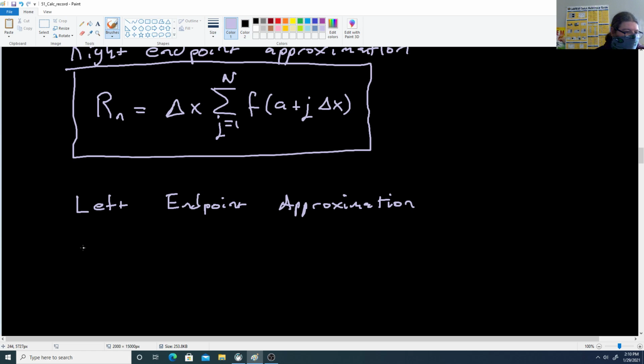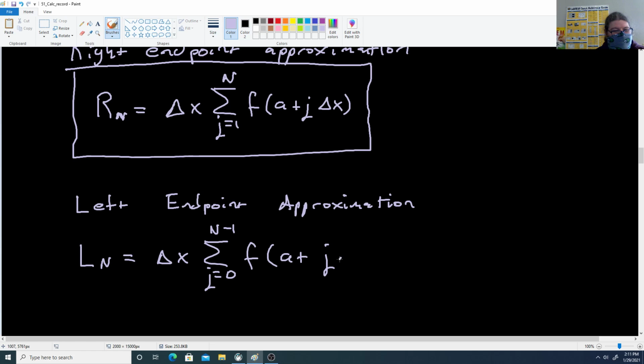So for the left endpoint approximation, we get L subscript n. Sorry, there should be a capital N there. So L subscript n equals delta x sum of j equals, instead of starting at 1, we start at 0, and we go to n minus 1, f of a plus j delta x. Okay.